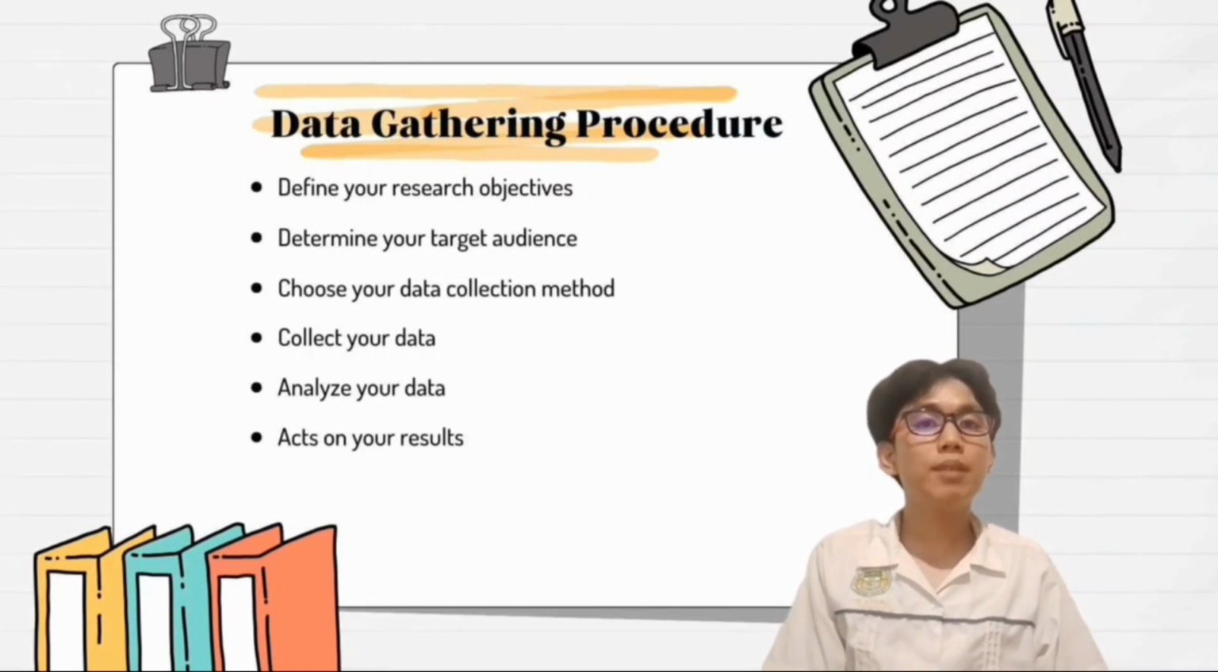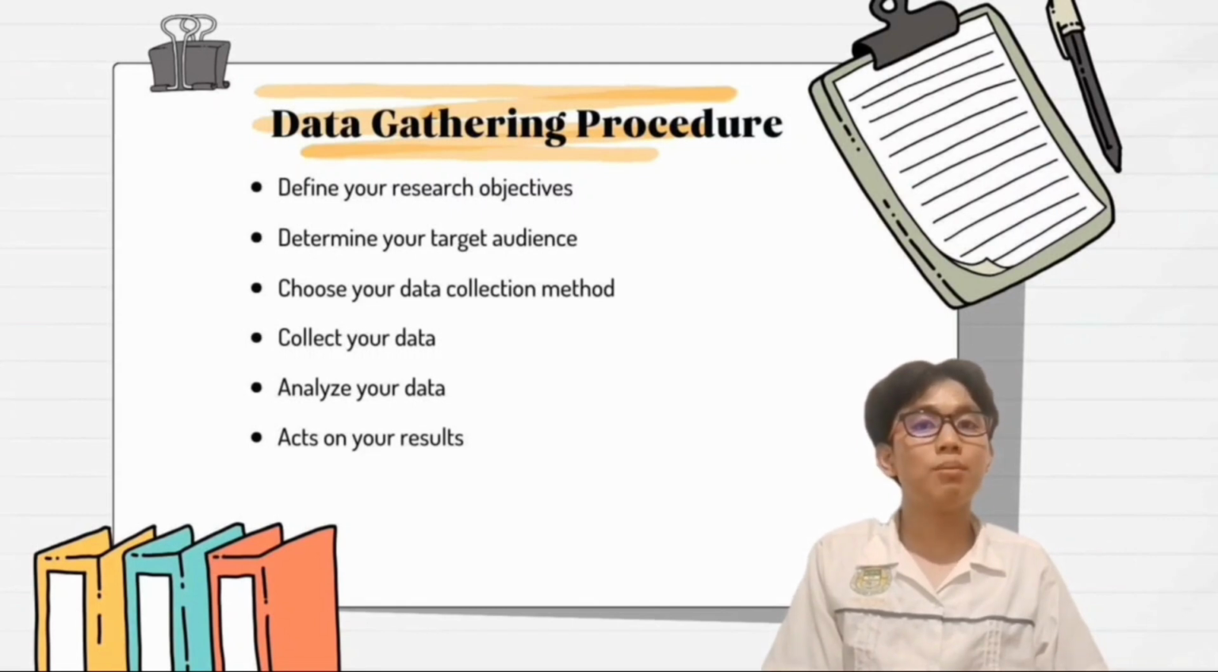Second, determine your target audience. Identifying the target audience in research involves defining demographic characteristics such as age, gender, income level, education, and etc. Surveys, interviews, and data analysis can help pinpoint the specific group most likely to be interested in or affected by the research topic.